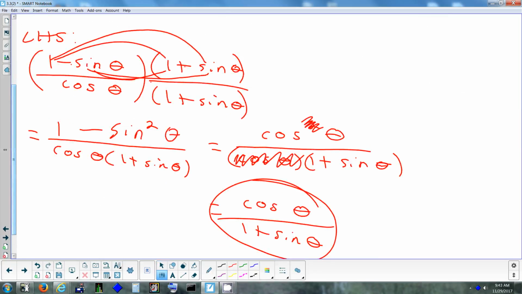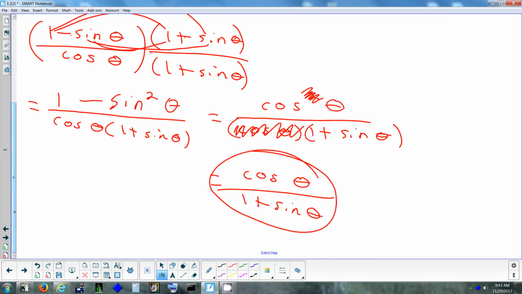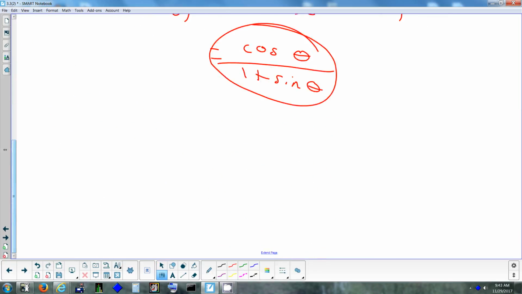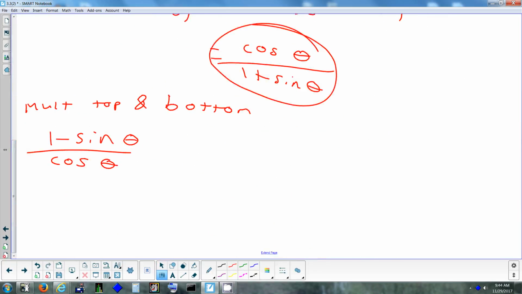All right, so on the homework tonight, they might give you a problem like the one we just had. And they're going to tell you what to do. They're just going to say, multiply top and bottom by 1 plus sine. And that's it. They'll just give you a direction, and all you have to do is do it.